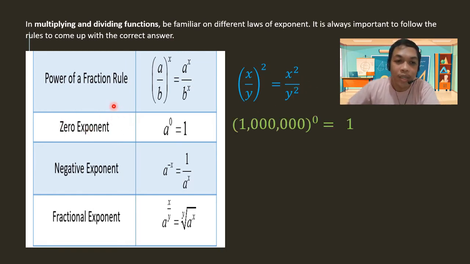Then for the 0 exponent, we have a raised to 0 is equal to 1. Okay, tandaan, any variable or term or value that is raised to 0, ang sagot lang dyan ay 1. Kahit pa po yan ay 1 million, 1 billion, or 1 trillion, that is always equal to 1 as long as the exponent is 0.